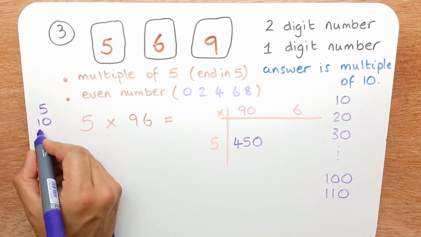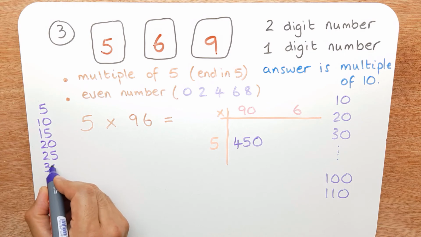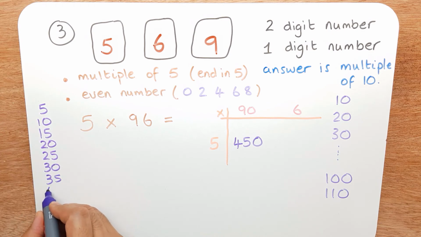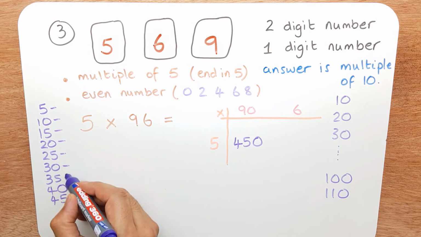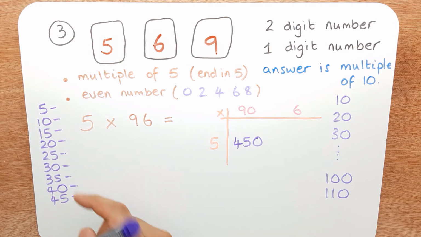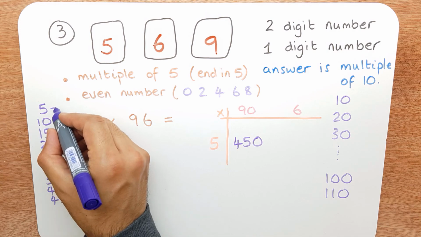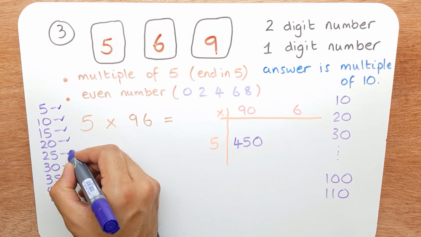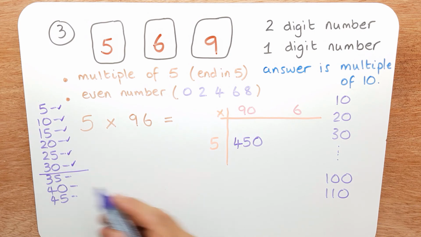5, 10, 15, 20, 25, 30, 35, 40, 45. So if I look here, 1, 2, 3, 4, 5, 6, 7, 8, 9. So I've got 9 lots of 5, which is 45. So that's where I got that from. Now it's 5 times 6. So I've got 1, 2, 3, 4, 5, 6. So I know 5 times 6 is 30. So I can put that here.